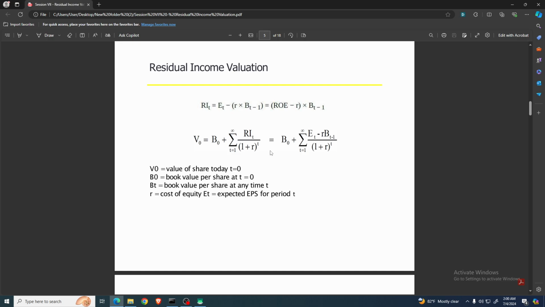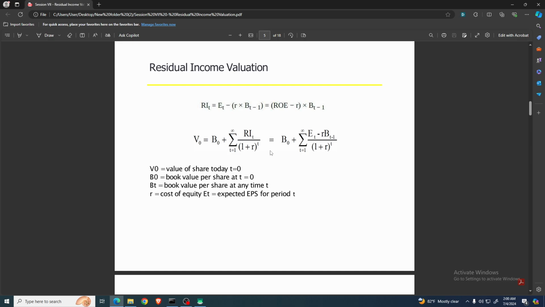Here we have residual income for time t. Then you have E_t, the expected earnings per share for period t. And then you have r times B_(t-1), the cost of equity times the book value per share at the beginning of period t. And then the whole expression equals ROE minus r, where ROE stands for return on equity. This formula essentially showcases that residual income is the net income remaining after deducting the equity charge, which is the cost of equity times the beginning book value.